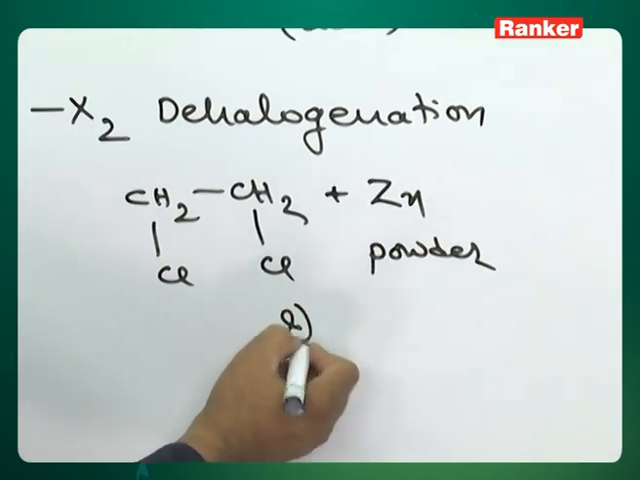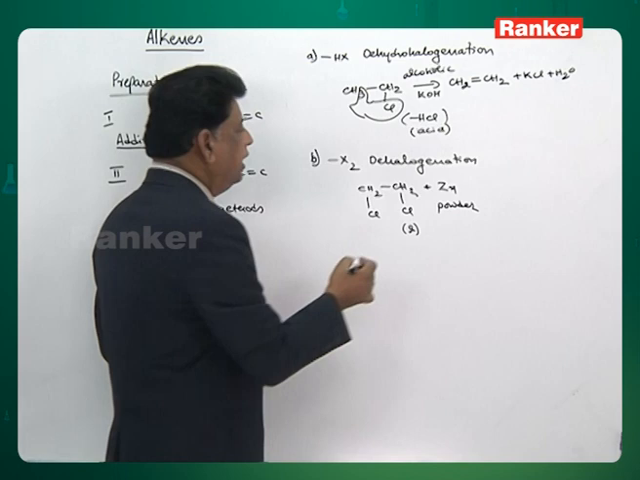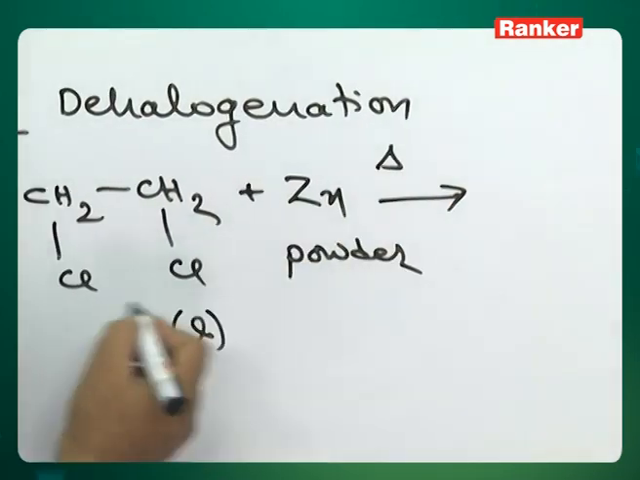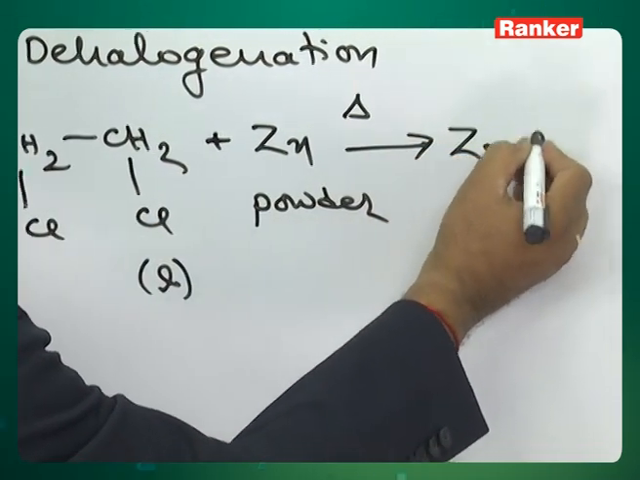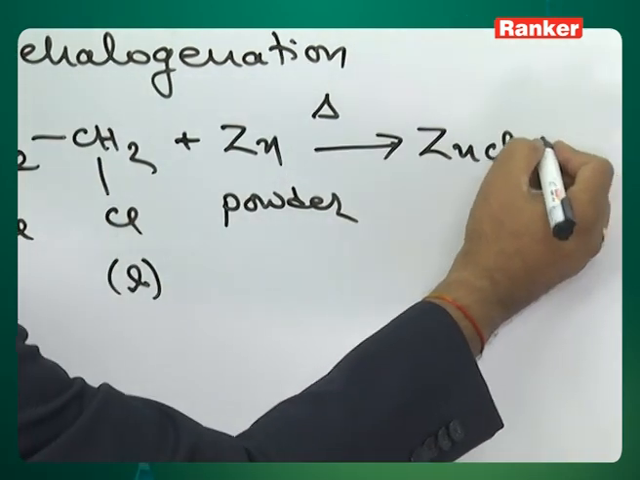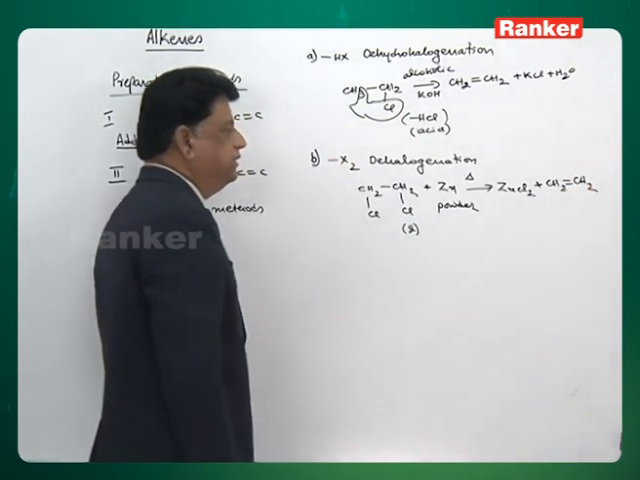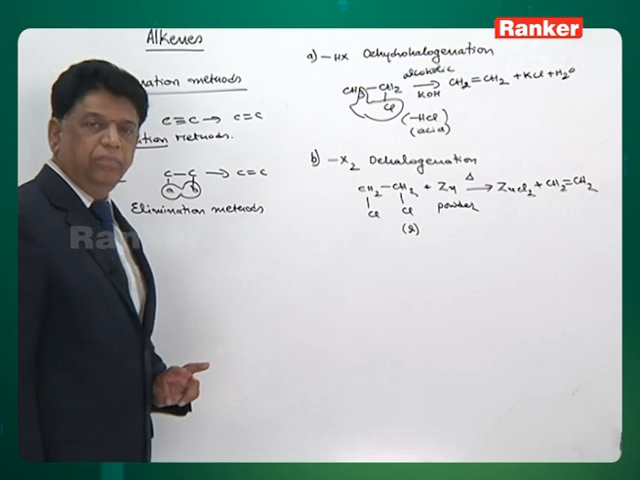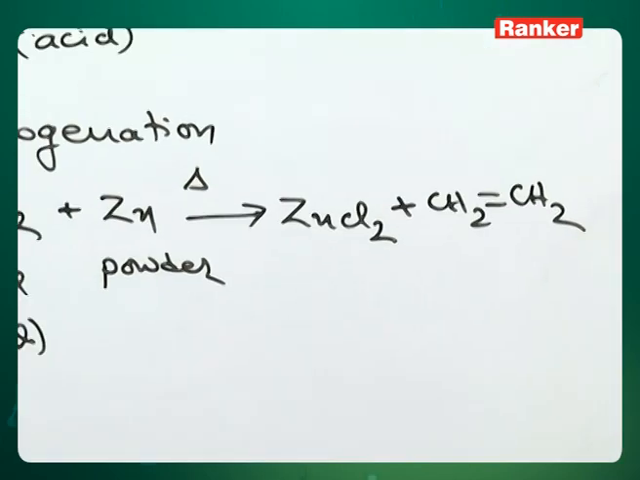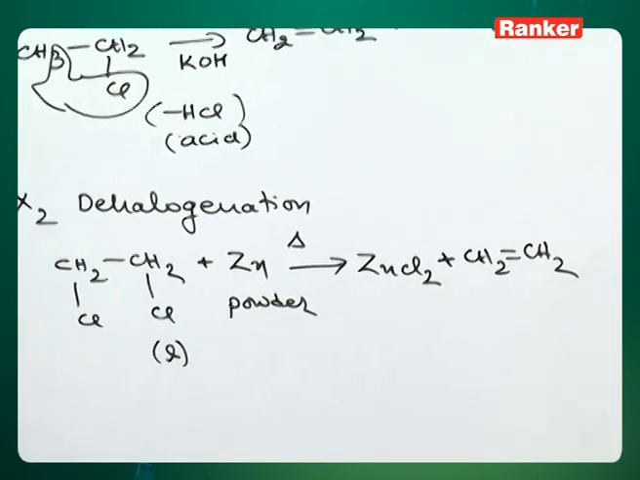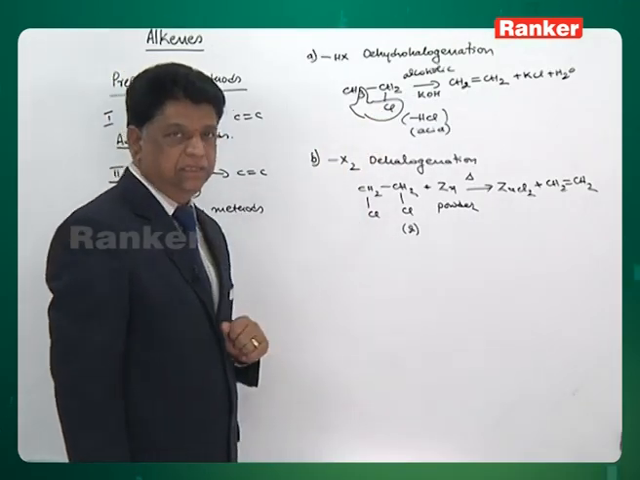Dichloroethane is a liquid. To this liquid, add some zinc powder and then boil for some time. Zinc takes away these 2 halogens and ZnCl2 is formed, and the 2 carbons now get a double bond between them. You will get ethylene formation. So, as I am removing 2 halogens, I call it dehalogenation. But for a compound to be dehalogenated, the 2 halogens should be side by side. If only 1 halogen is there, this reaction is not possible.